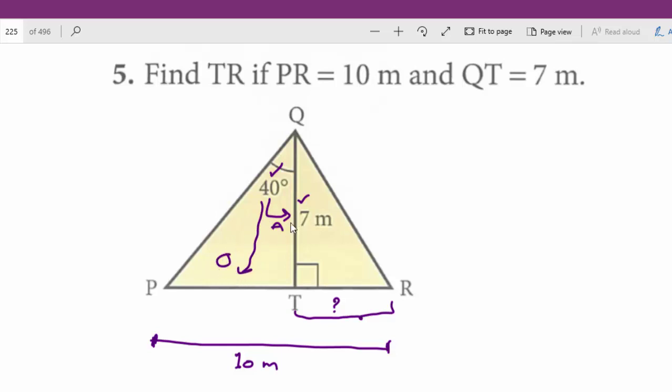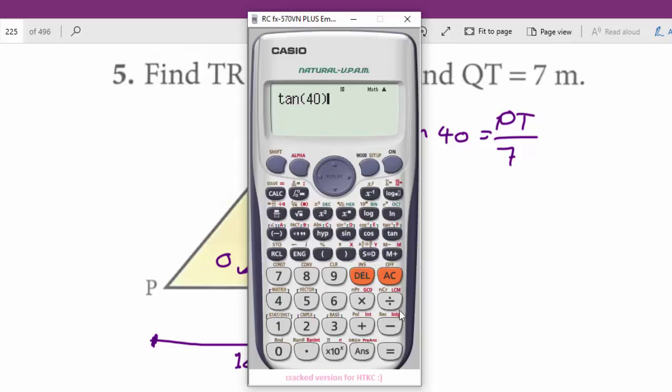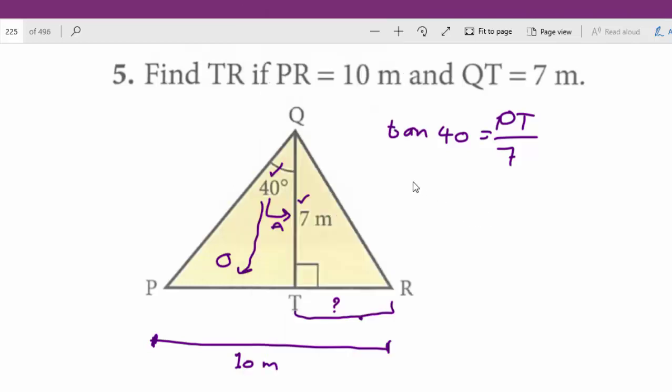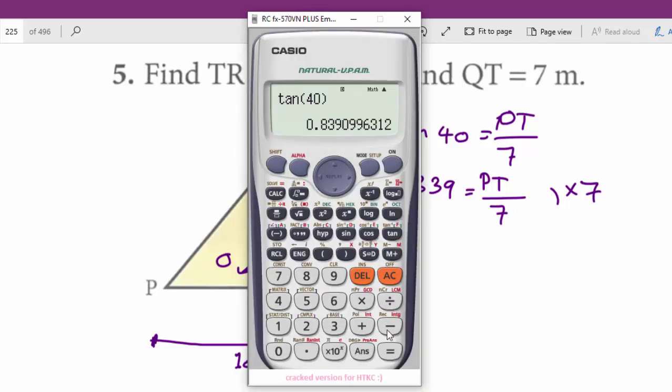This is adjacent, and this side is opposite. Now again, I have to use tan because we have adjacent and opposite. Tan of 40 is equal to opposite, let's just call it PT, over 7, which is the adjacent. Now tan of 40 is 0.839. So 0.839 is equal to PT over 7. Now I have to get rid of this 7, so multiply both sides by 7. Then 0.839 times 7 is 5.87.